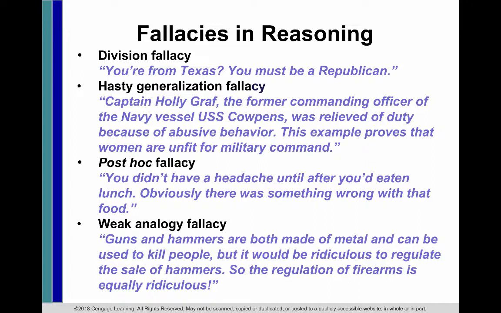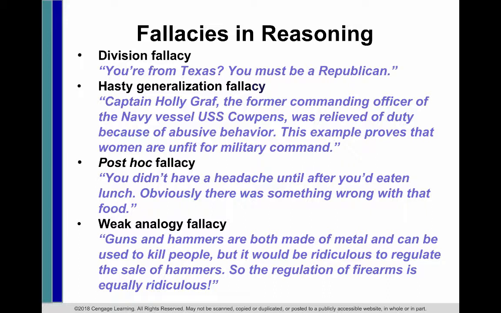Here's an example you've probably seen before. Guns and hammers are both made of metal and can be used to kill people, but it would be ridiculous to regulate the sale of hammers, so the regulation of firearms is equally ridiculous. While lots of people have used this argument, it is fallacious.